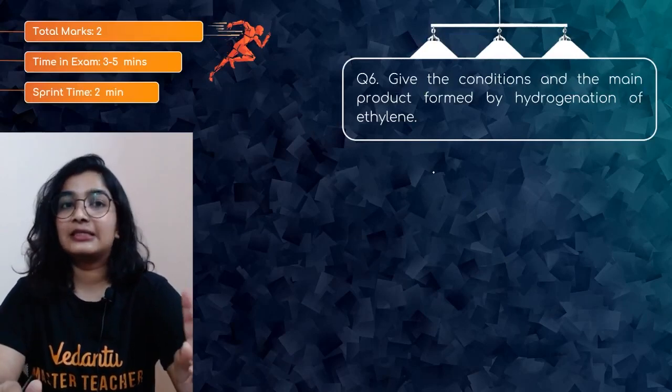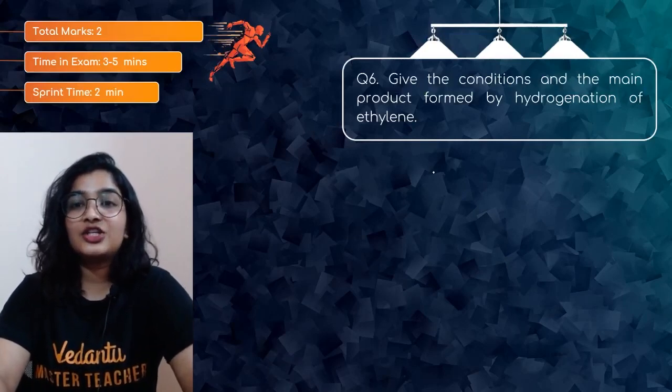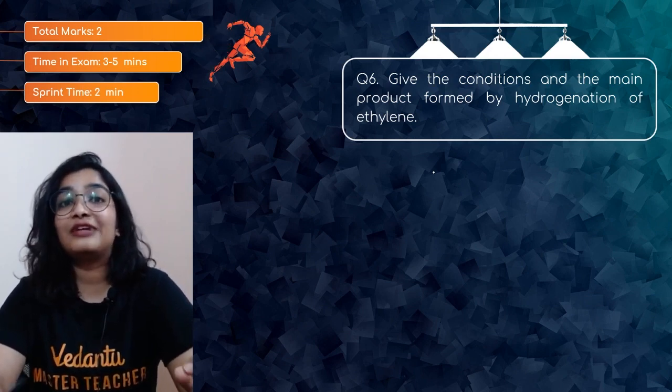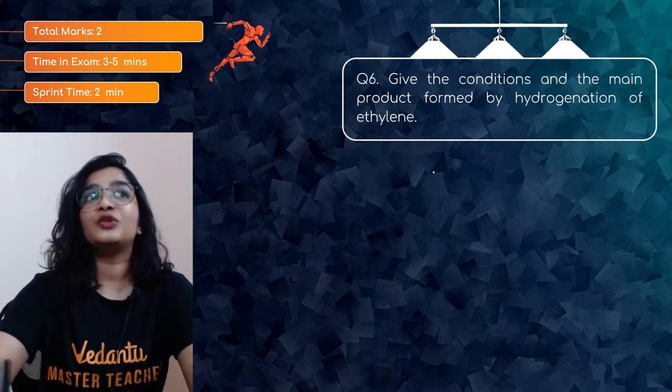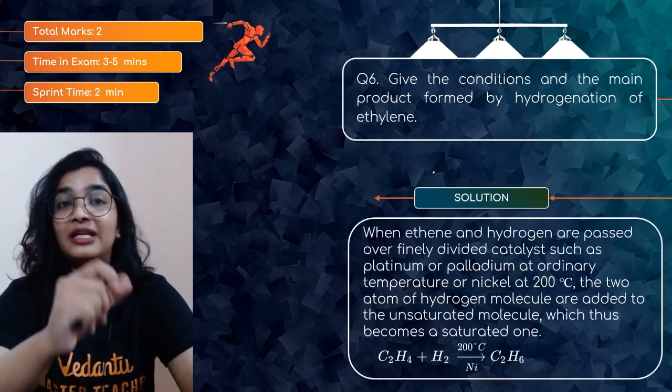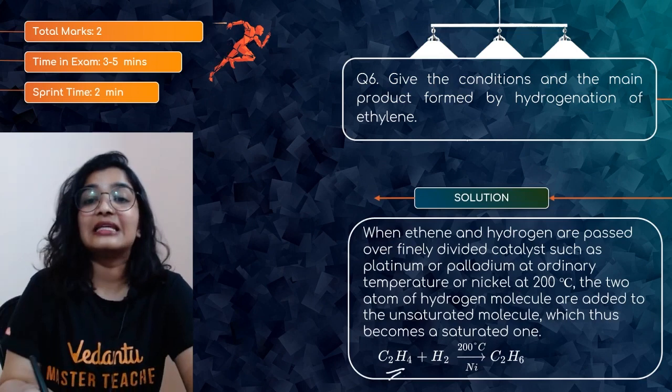Question number 6, for 2 marks. Give the conditions and the main product formed by the hydrogenation of ethylene. Now you might be confused between acetylene and ethylene. So let me tell you, ethylene is ethene.